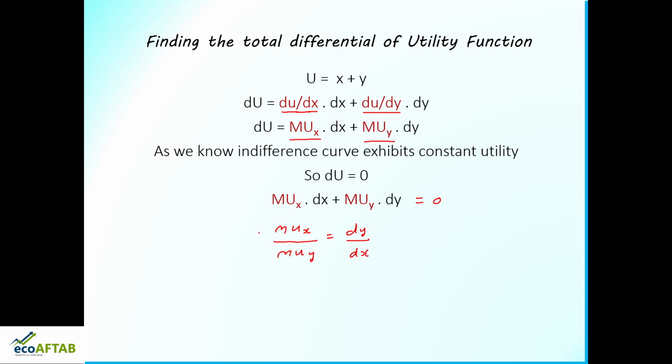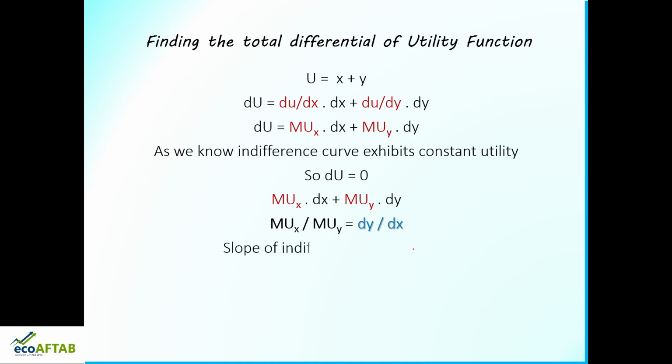सो हियर यू आर सीइंग वन साइड marginal utility of x upon marginal utility of y. Here you are seeing dy by dx. So this is nothing but dy by dx is nothing but, in indifference curve को हमने देखा था delta y by delta x. That is why MUx by MUy, marginal utility of x divided by marginal utility of y is equal to dy by dx.